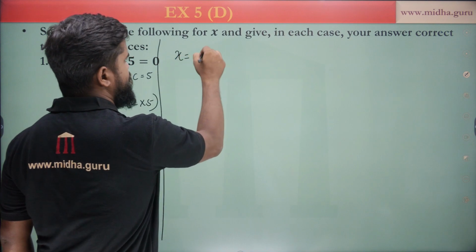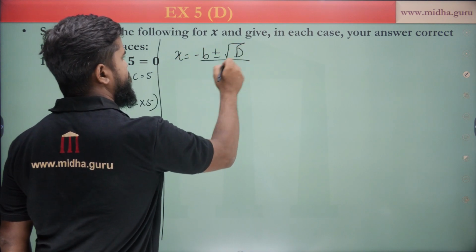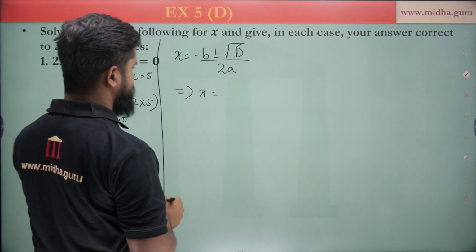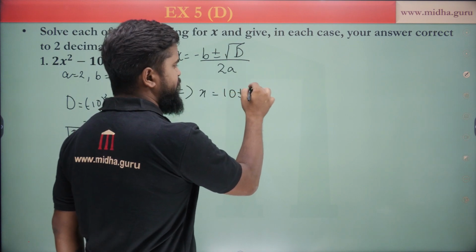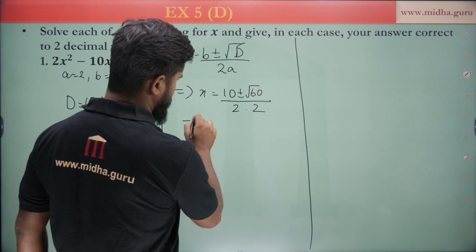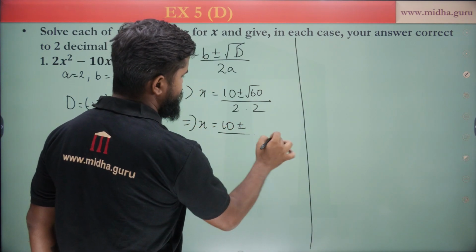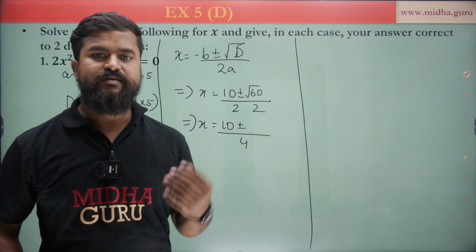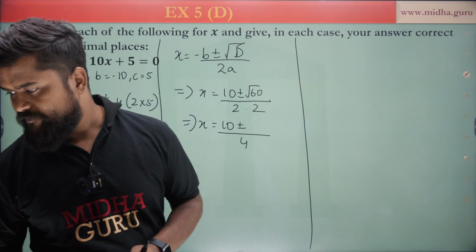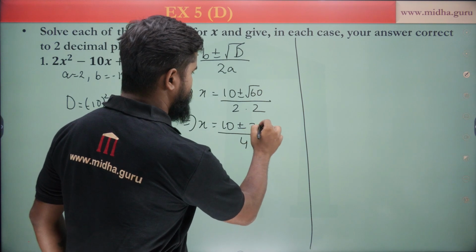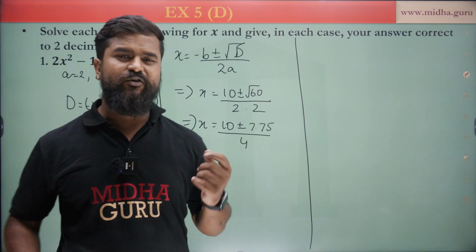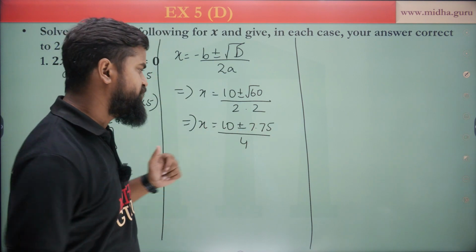Now we'll apply the quadratic formula. So we have x is equal to minus of b. Since b is minus 10, minus of b will become 10, plus or minus the root of 60, by twice of a, that is 2 into 2. Now again, 60 is not a perfect square, so we go back to our square root table. Now the root of 60 can be given as 7.75. Just checking once again, yeah, it is 7.7459. To take 2 decimal places, we can take 7.75.